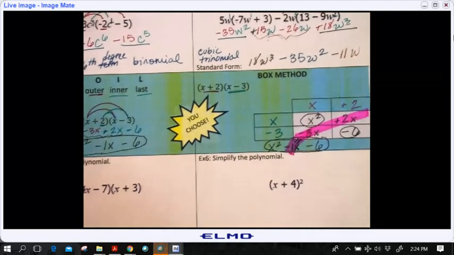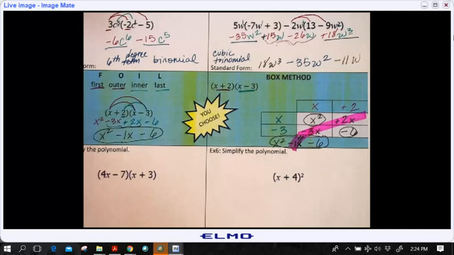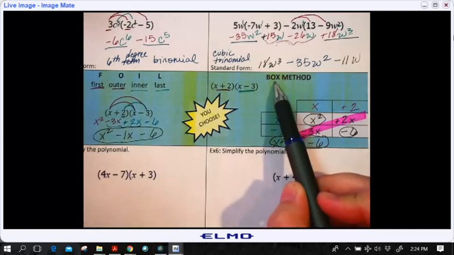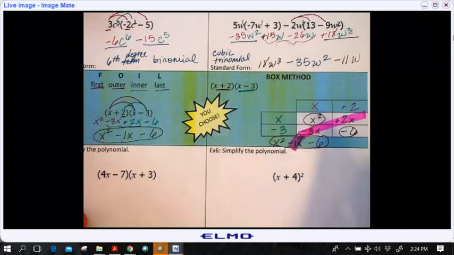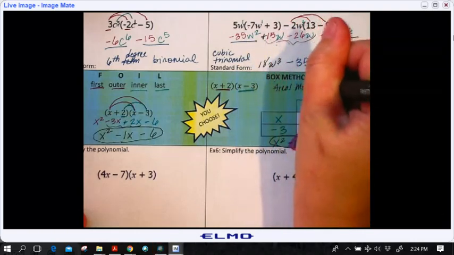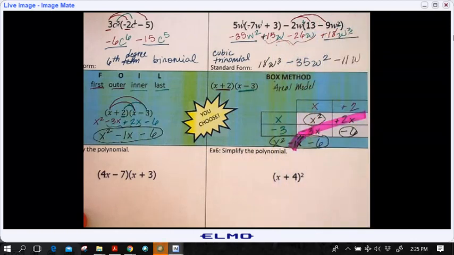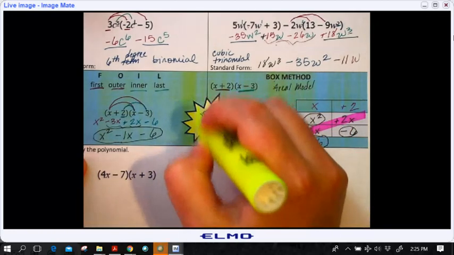So, this is both of our methods. Now, an official name for the box method, I just call it that. It's really the area model for multiplying polynomials. So if you happen to Google that for more examples, look up the area model for multiplying polynomials, okay?